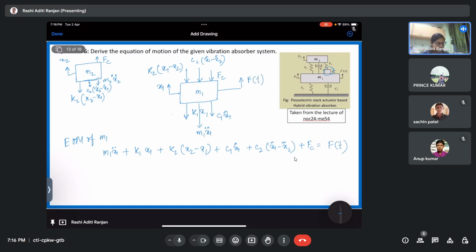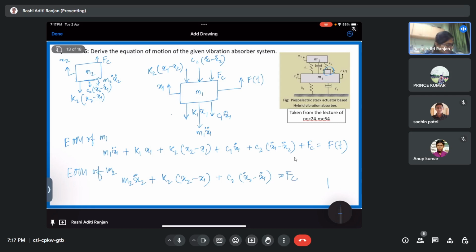Okay, and if I write the equation of motion of m2, I'll have m2 x2 double dot plus k2 (x2 minus x1) plus c2 (x2 dot minus x1 dot), and this will be equal to your Fc. Apart from that, now if I want to know what is Fc, how would I know what is Fc?